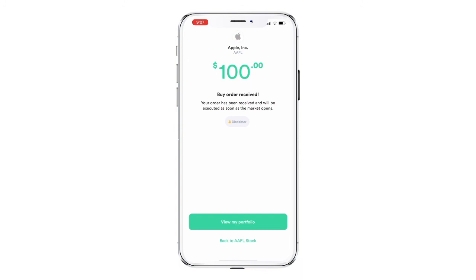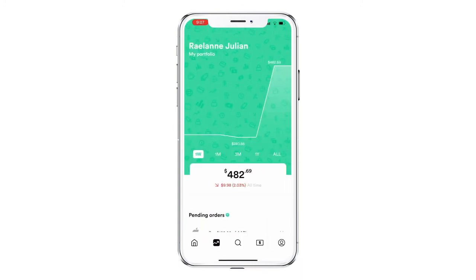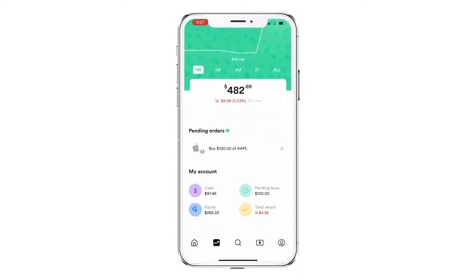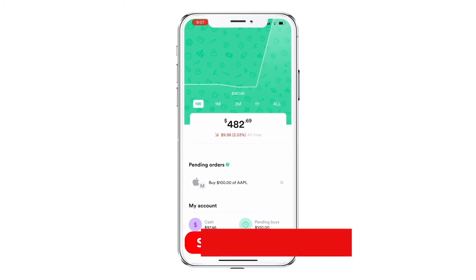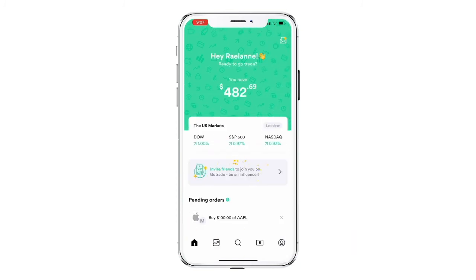And, let's go back to view my portfolio. Makikita nyo dito, pending orders, buy $100 off Apple. Pending siya kasi the market is currently closed. Ayan, nakalagay dito last close. It is 9:07 p.m. here in the Philippines. So, the market will open ng 9:30 p.m. Tingnan na lang natin later.